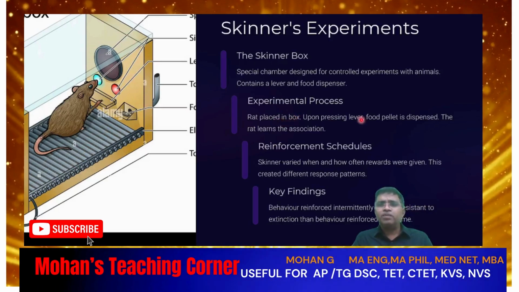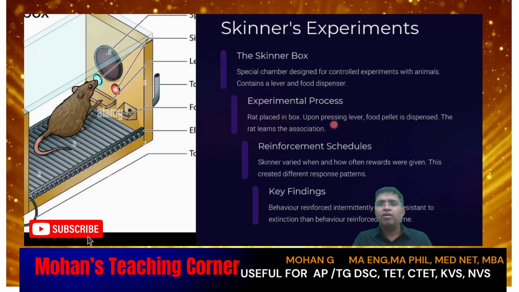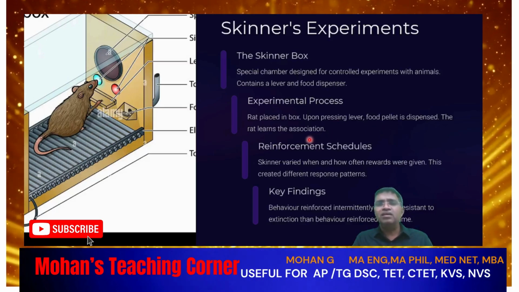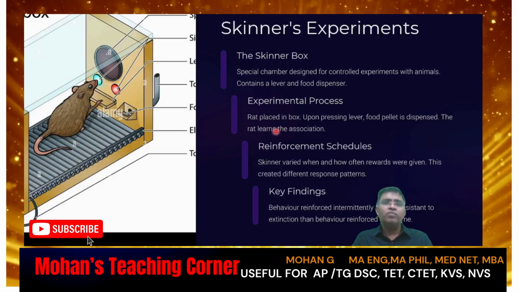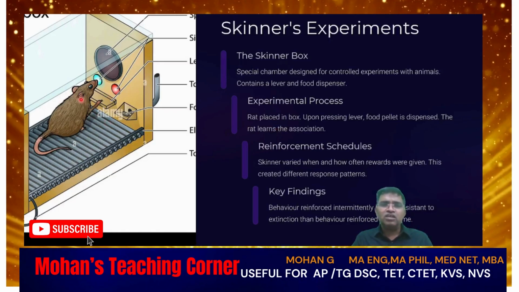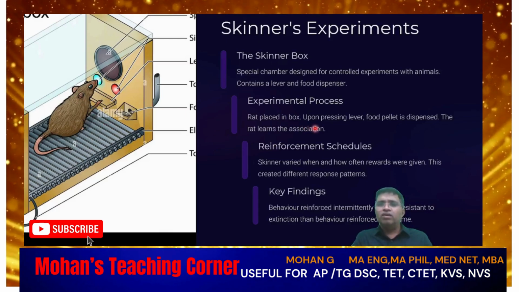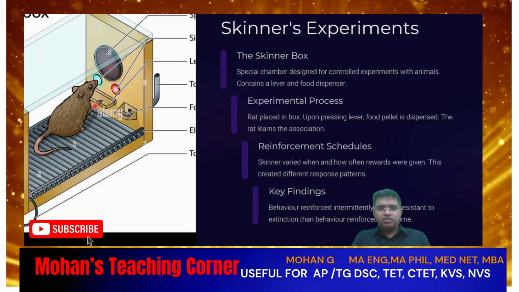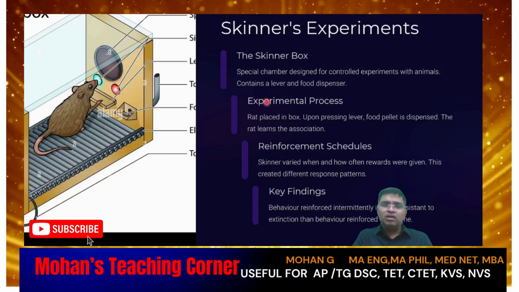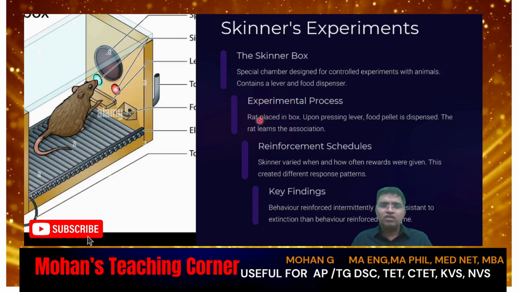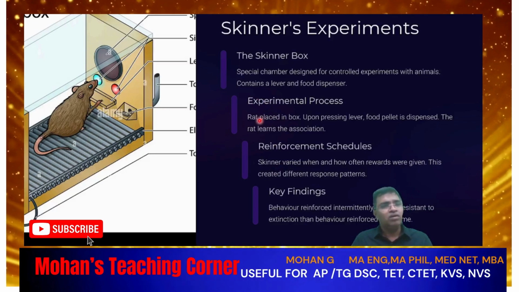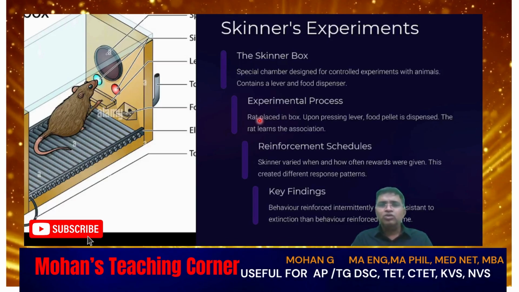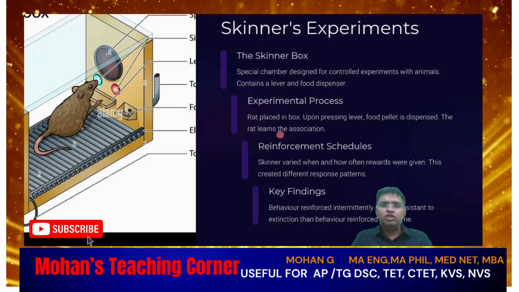Then the experimental process: a rat is placed in the box. Upon pressing the lever, a food pellet is dispensed. The rat learns the association. So it knows that if it presses the lever, the food pellet will be dispensed, like an ATM. The rat knows that if it presses the lever, the food will come. So the rat gets the learning association.